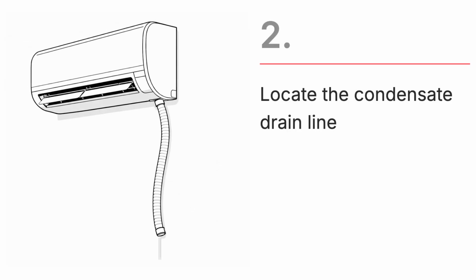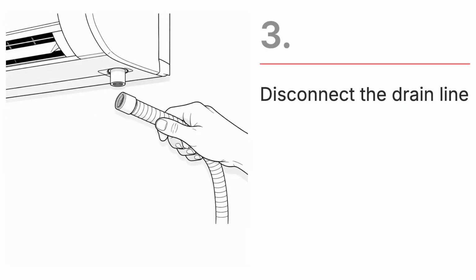Locate the condensate drain line beneath the indoor unit so the cleaning point is clearly visible. Disconnect the drain line from the outlet beneath the unit to open the line for cleaning.